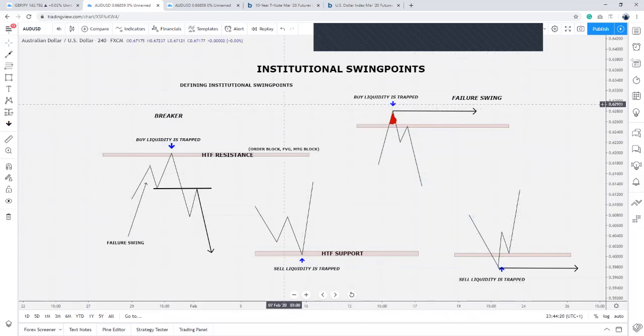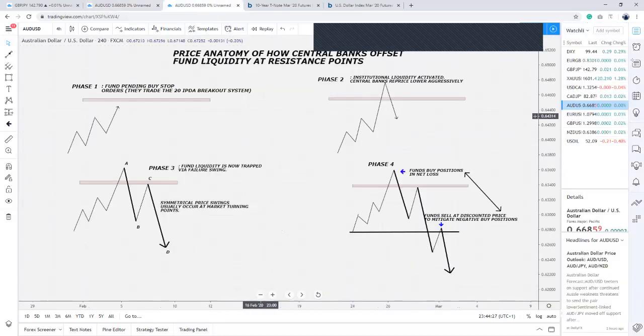All right, guys, let's get down to the final segment of this video covering institutional swing points. And what I'm going to be addressing is the price anatomy of how central banks offset fund liquidity at resistance points. So this video basically is covering resistance points, and you can simply just invert that to get support points. Okay, so now phase 1, you're going to see the market trading.